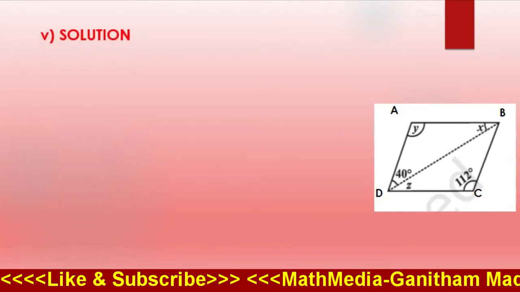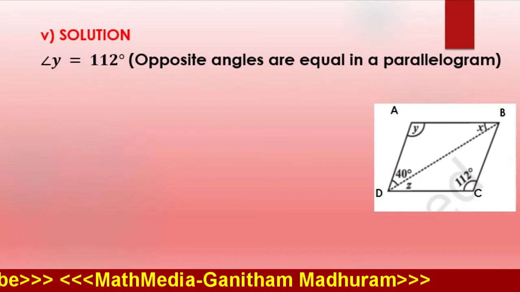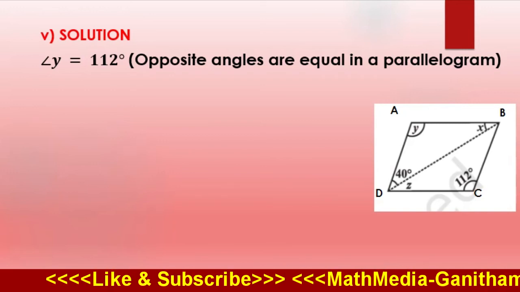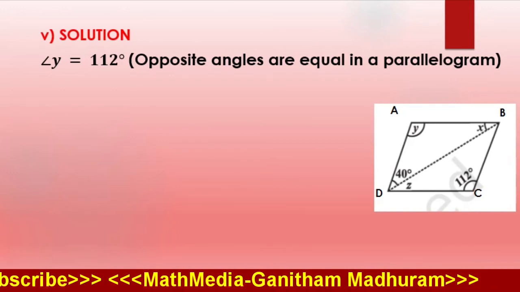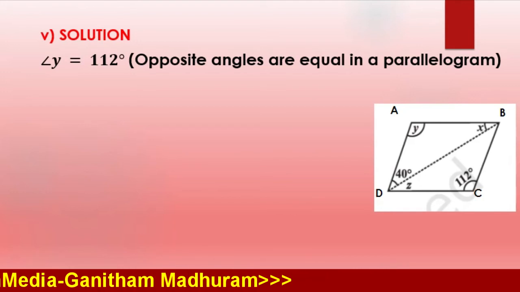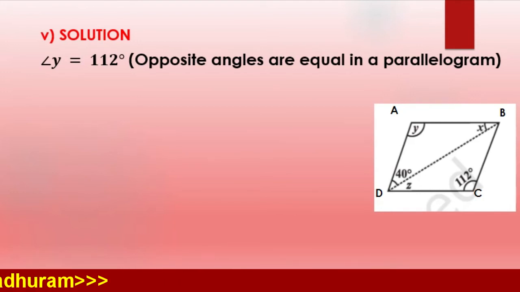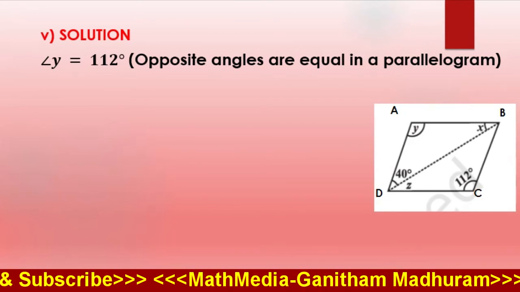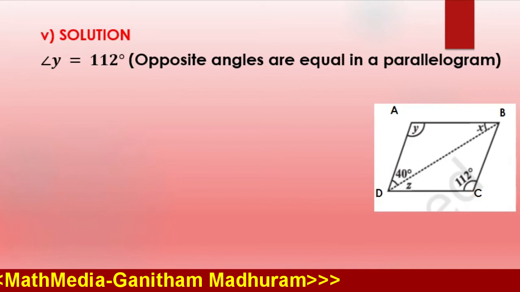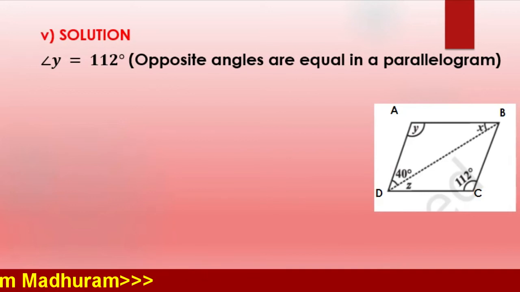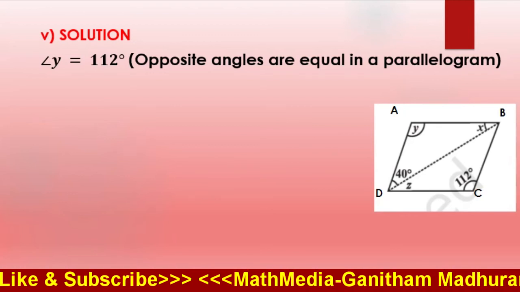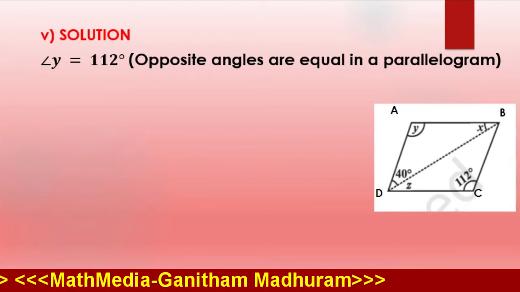Our next question. ABCD is a parallelogram in which one angle, angle C is given 112 degrees, angle ADB is given 40 degrees. We have to find the measures of angle x, y and z. So, angle A equal to angle C. Opposite angles of a parallelogram are equal. Hence, y equal to 112 degrees.